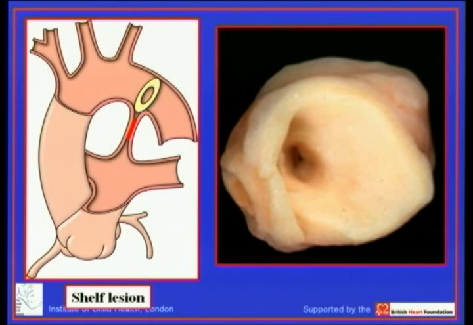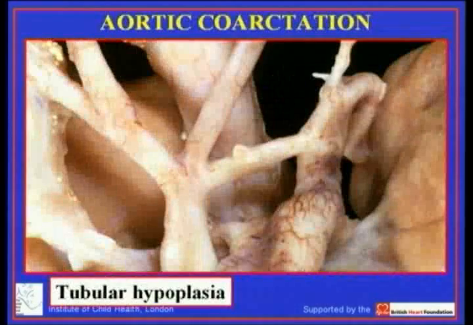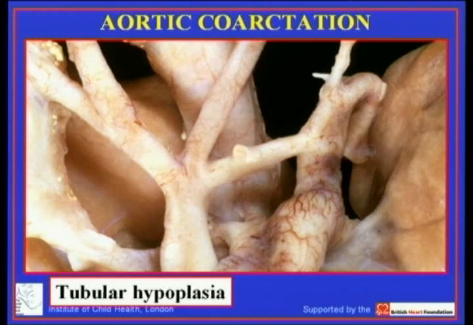So this is the type of lesion that you see in adults with coarctation, although hopefully much more rarely in this day and age. This, on the other hand, is the type of lesion you see in the very young patient with coarctation. And this is tubular hypoplasia of the segment of aorta between the left common carotid artery and the left subclavian artery. The left subclavian artery itself is very small.